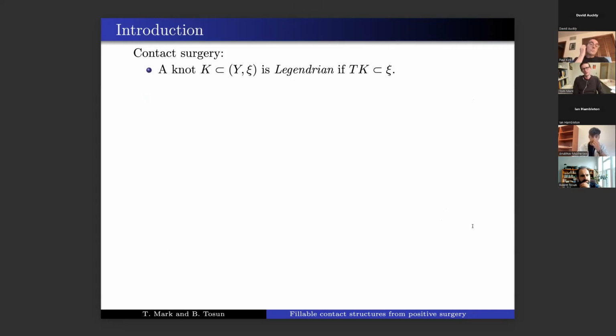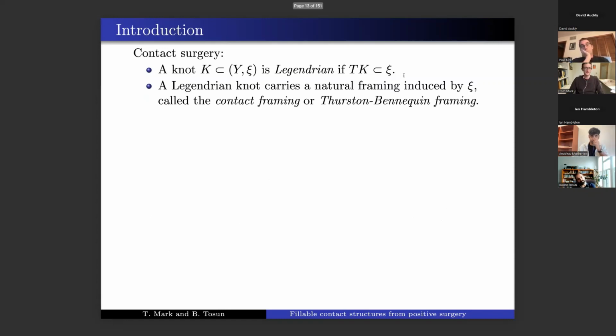Well, one way to talk about it is you start with a Legendrian knot. Legendrian means that your knot is everywhere tangent to the contact planes. And if that happens, then the knot is framed just by looking at the normal direction to the knot in the contact planes. That gives you what's called the contact framing, or sometimes the Thurston-Bennequin framing.